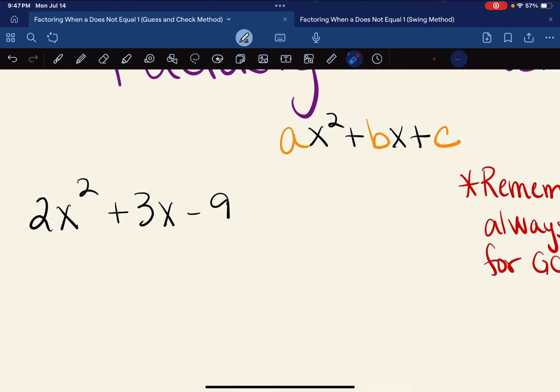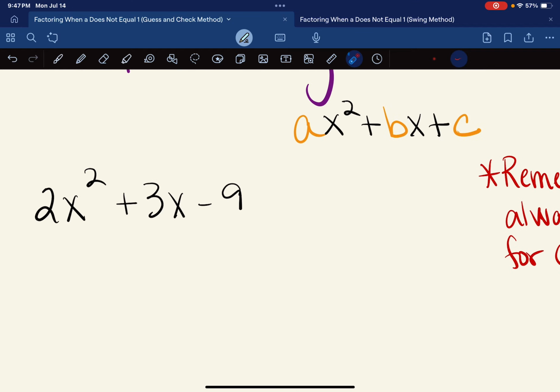Okay, so I look at this problem, 2x squared plus 3x minus 9, and I see that there isn't a numeric value or a variable that all three terms are divisible by, so there's not a GCF. So let's see if we can break this trinomial into two binomial factors. I am going to set up my empty set of parentheses and then start with my 2x squared term. We're going to use the guess and check method first.